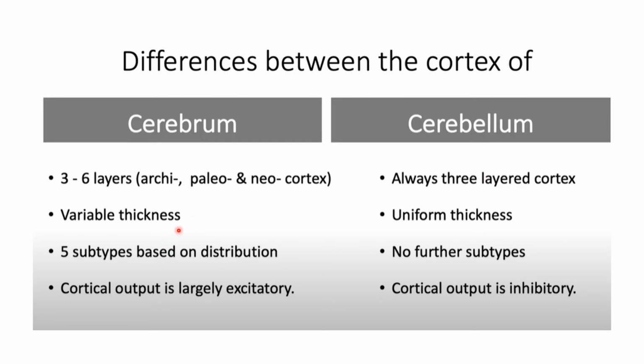In the cerebrum there is variable thickness, and here the cerebellum has uniform thickness everywhere. There are 5 subtypes based on the distribution, while here we have no further types. So we've divided it into agranular, granular, polar, and so on, while here we have no further subtypes. Cortical output is largely excitatory, and here the cortical output in the cerebellum is largely inhibitory.